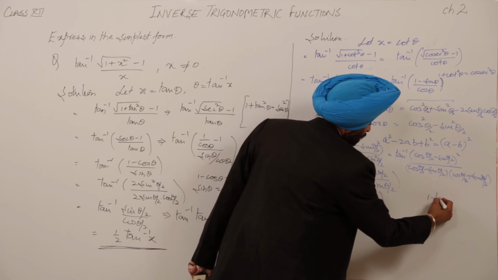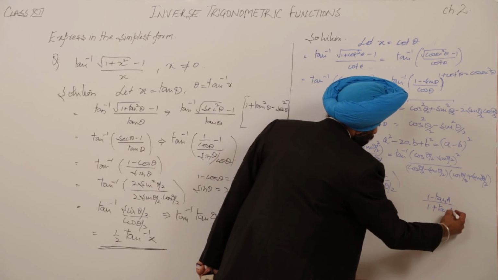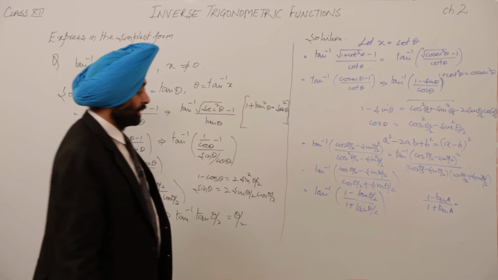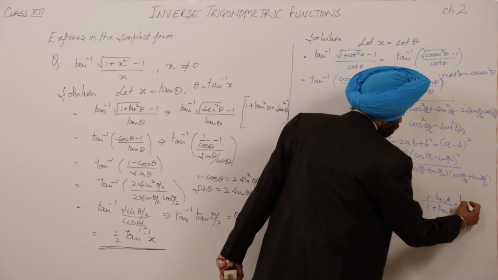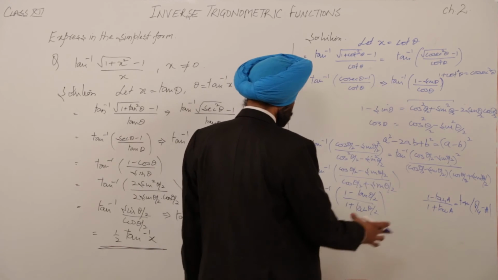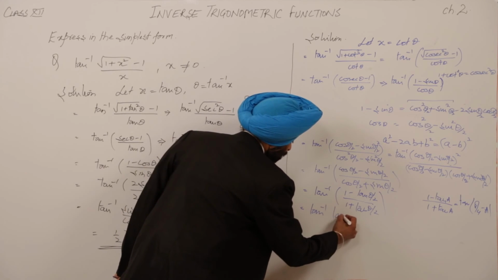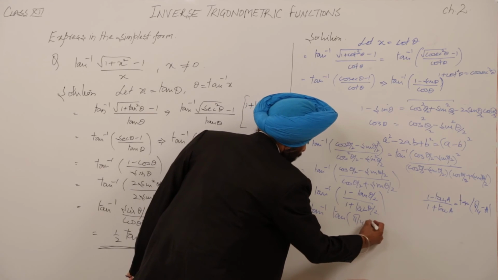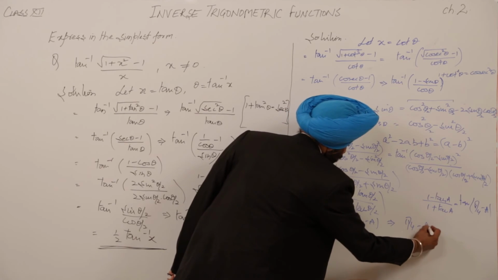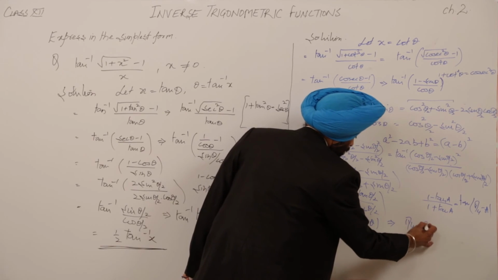Now what type of formula does this become? 1 minus tan A upon 1 plus tan A. Now can you tell me what formula this is? 1 minus tan A upon 1 plus tan A. This is for tan pi by 4 minus A. So now finally I am writing here, I got it, tan inverse tan pi by 4 minus A, and further this becomes pi by 4 minus, sorry, it is theta, pi by 4 minus theta. So I am left with pi by 4 minus theta.